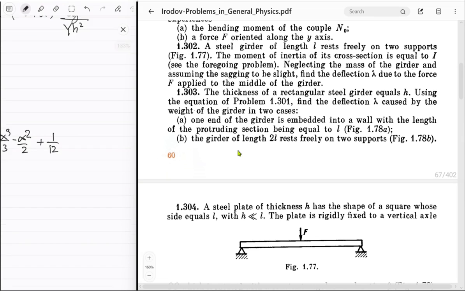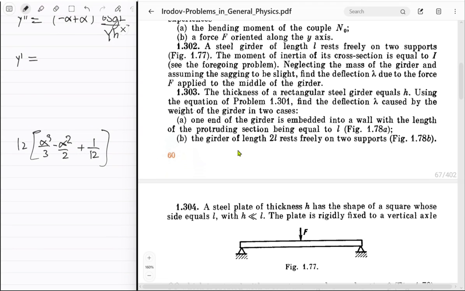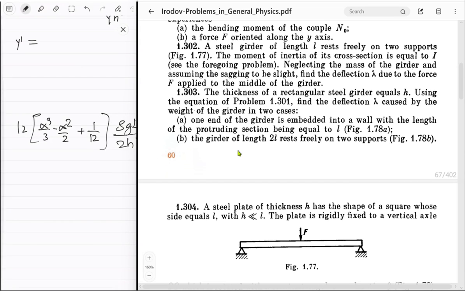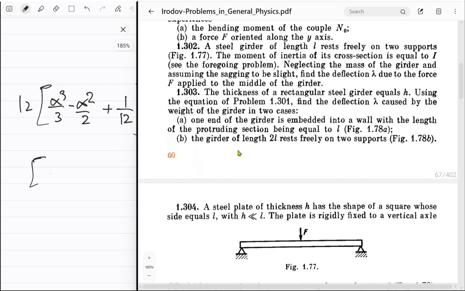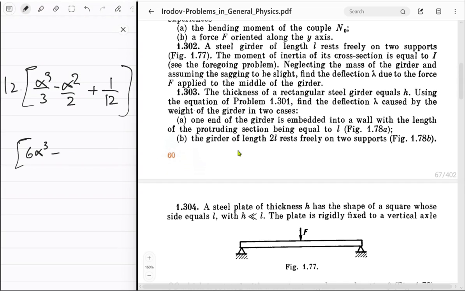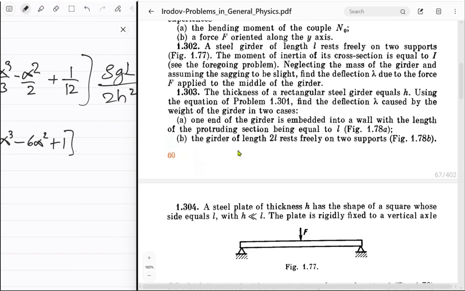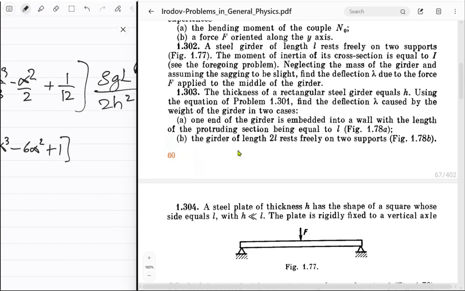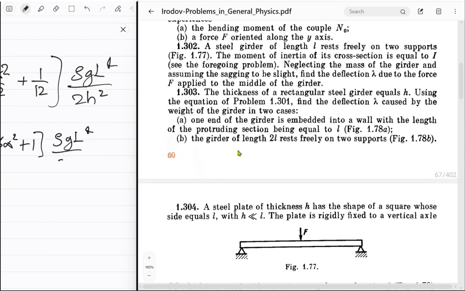So you will have to put 12 times of all of that, times rho g L power 4 upon 2h squared. We'll see what happens. This will just turn out to be what? 6 alpha cube minus, so you got 12 times. Oh, sorry, it should be 4. It should be 4 alpha cubed minus 6 alpha squared plus 1. Huh, looks familiar, doesn't it? But yeah, it's actually y dash, not y. And you got this thing, rho g L power 4 upon 2h squared.